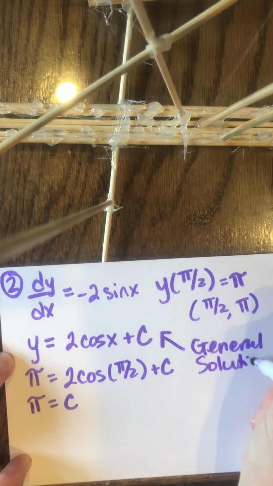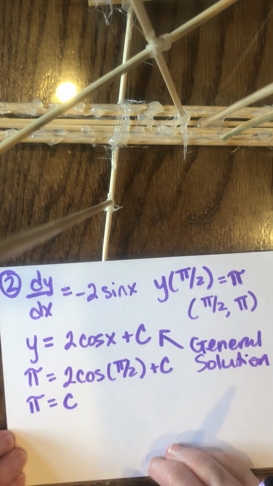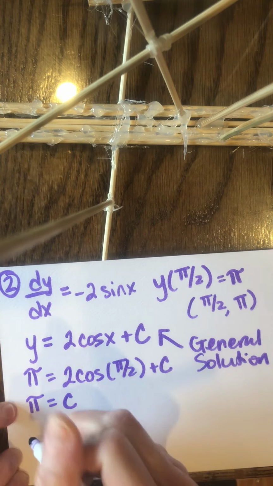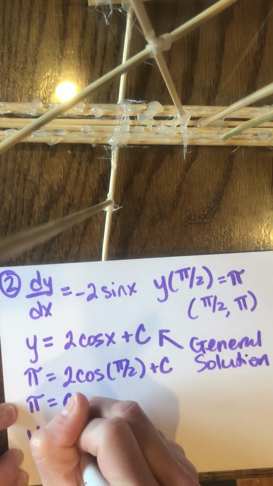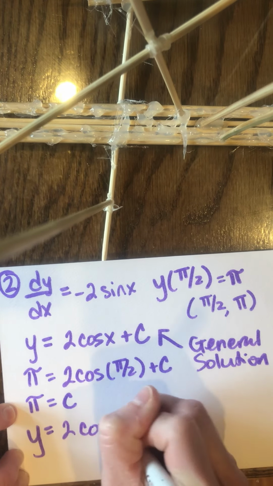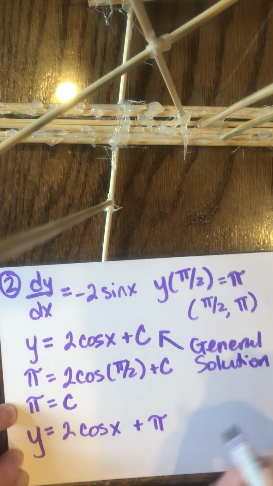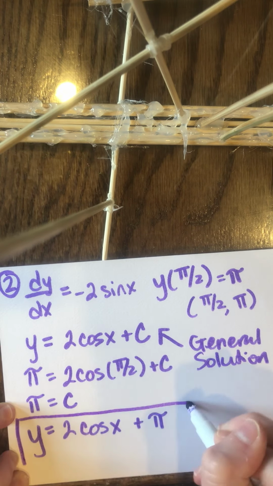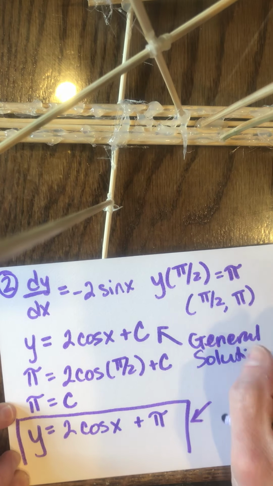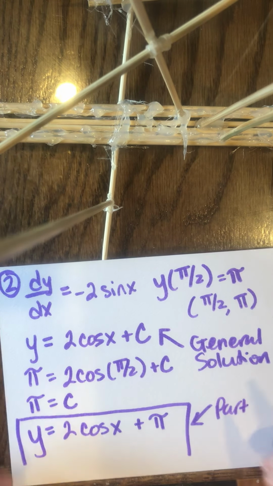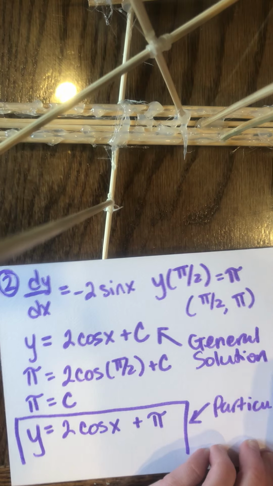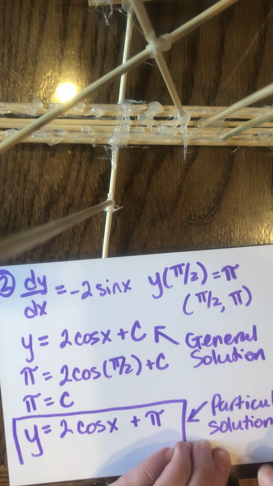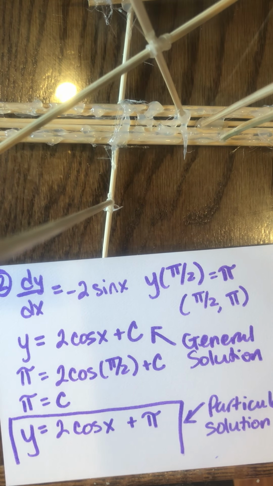And I have now taken that general solution and the initial condition that was given to me and determined that the particular solution is y equals 2 times the cosine of x plus pi. So far, so good?